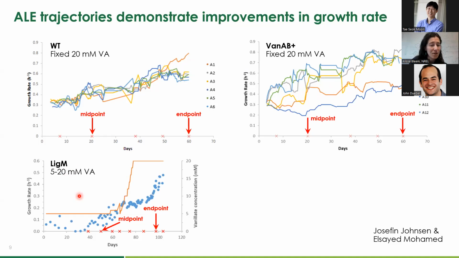And then the Lig-M strain has a little bit different plot here. This is just one lineage where the vanillate concentration is shown in orange, and the growth rates are shown in blue. You can see that we started to bump up that vanillate concentration once we saw jumps in the growth rate. And then the arrows here are just locations where we took samples for genomic sequencing.